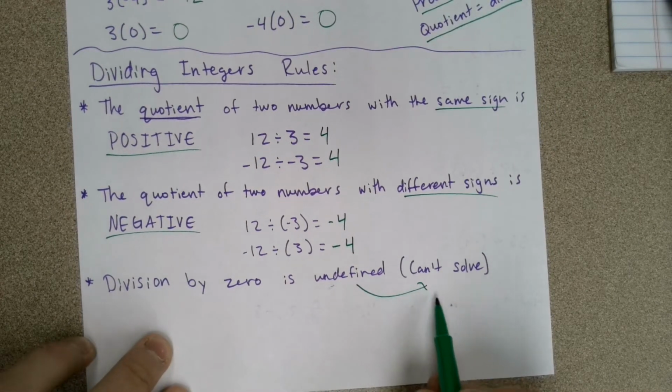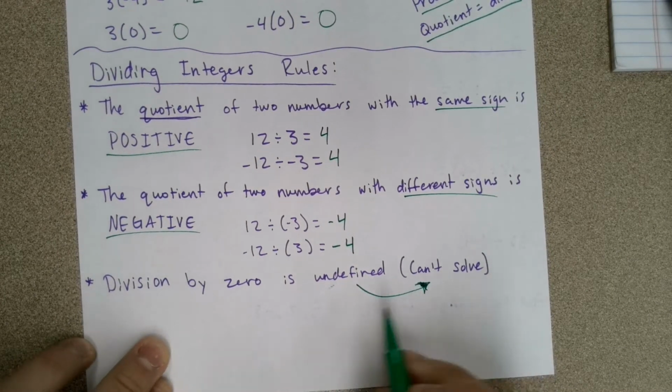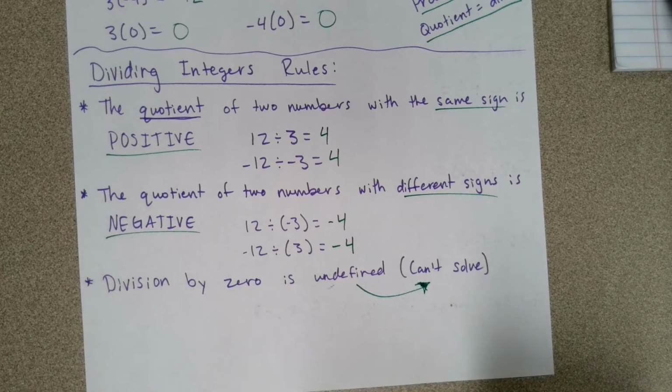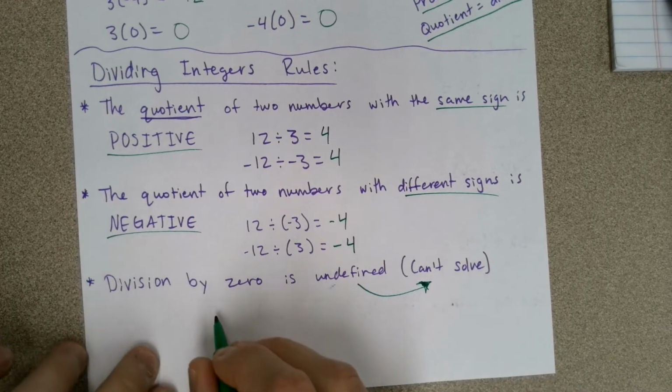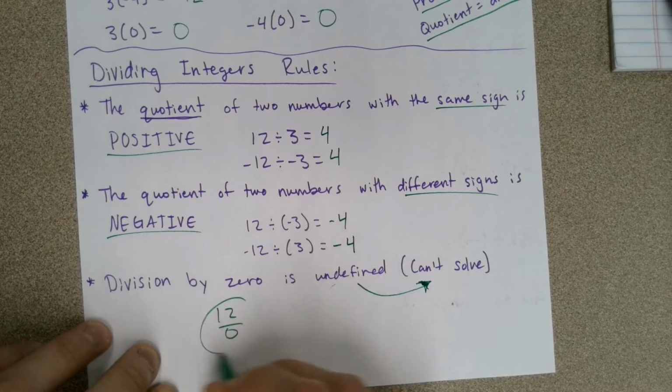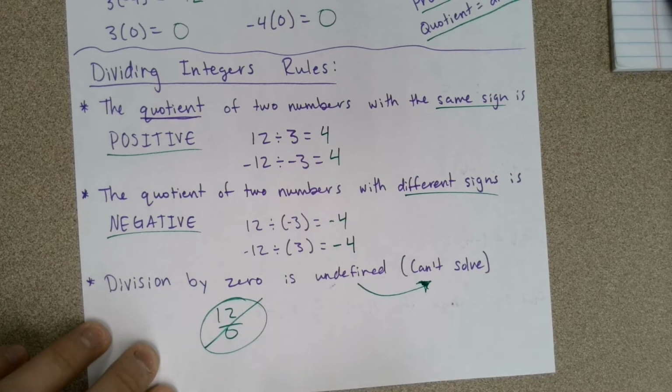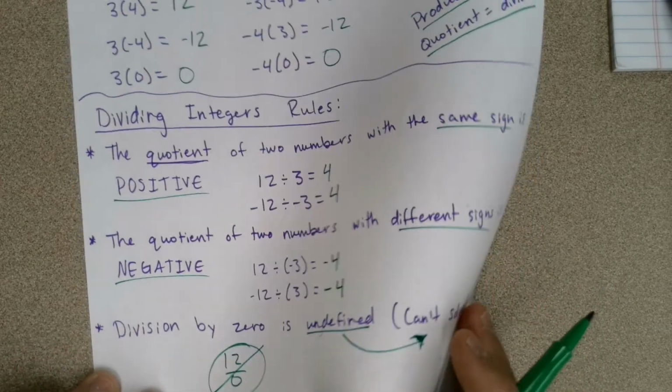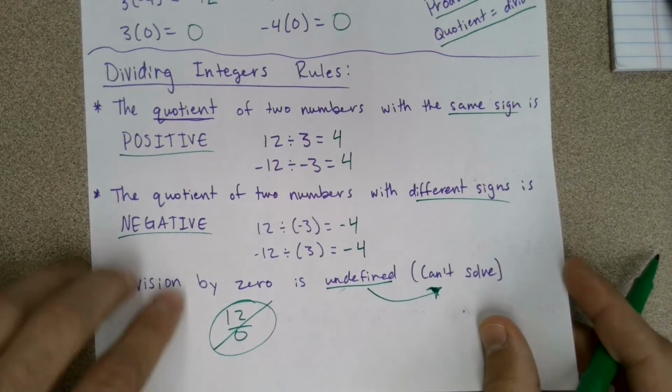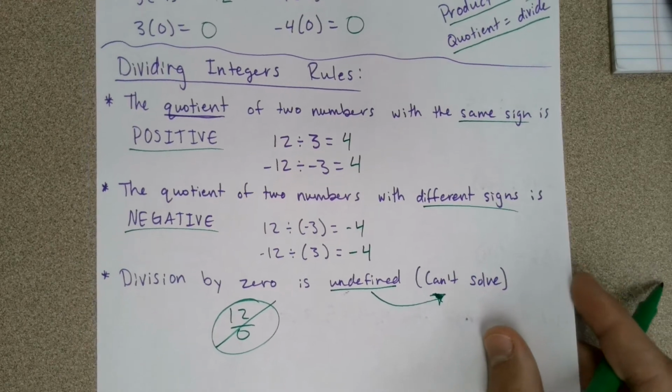Our last rule right here is division by 0 is undefined. Undefined means it can't be solved. So unlike multiplication, where we know that anything times 0 is 0, we can't divide by 0. We're not allowed to do 12 divided by 0. That can't happen. It's not allowed. You can't solve that. It's undefined. All right, those are our 3 big rules. Like I said, if you didn't get a chance to jot those down, pause it right now and get those written down.